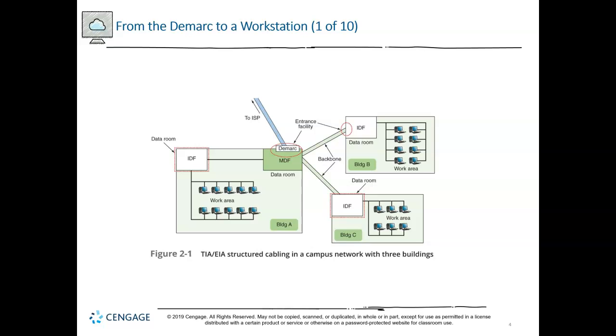And then how do we physically start laying this out? So in this case, there's 3 buildings. Somehow we've got a cable running from one building to another, or there's some communications pathway. And then we have these work areas.